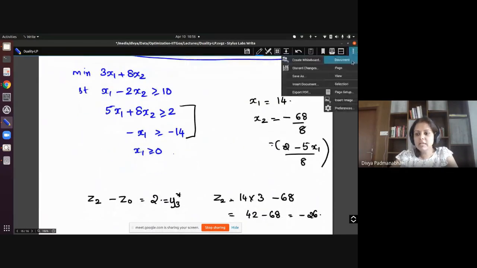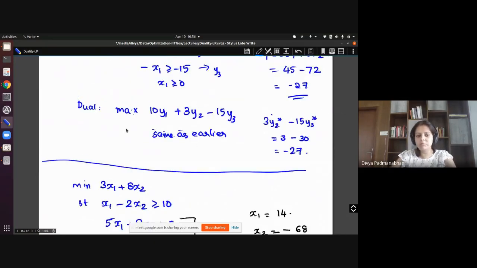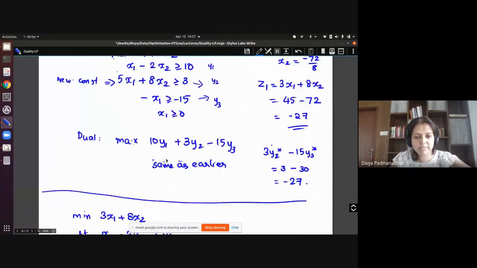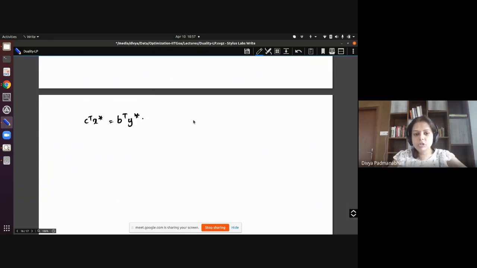Okay, so in general, what happens is the dual optimum values, the dual variables, tell you what is the improvement in the objective, or what is the change in objective if the constraint shifts by 1 unit. Let me just write it formally. Earlier you had that C transpose X star was equal to B transpose Y star. Now what you're doing is you're changing this B.